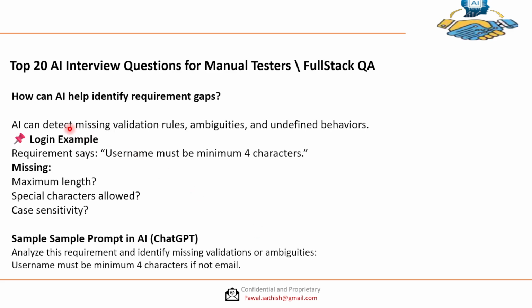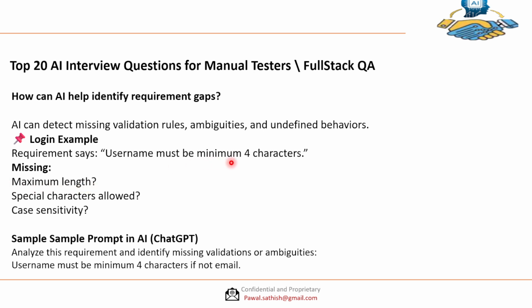The next question: how can AI help identify requirement gaps? Here AI can detect missing validation rules, ambiguities, and undefined behaviors. In the earlier example, we just mentioned the username must be a minimum of 4 characters. Now I give the prompt: analyze this requirement and identify missing validations or ambiguities. Username must be minimum 4 characters, if not an email. If you give this prompt, then definitely AI will point out the maximum length.